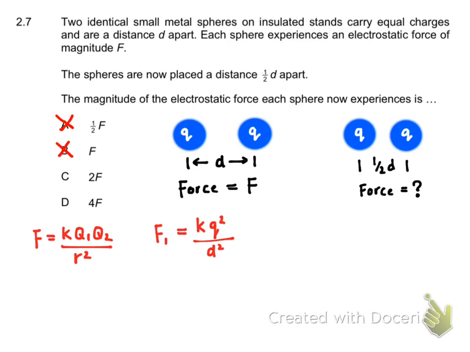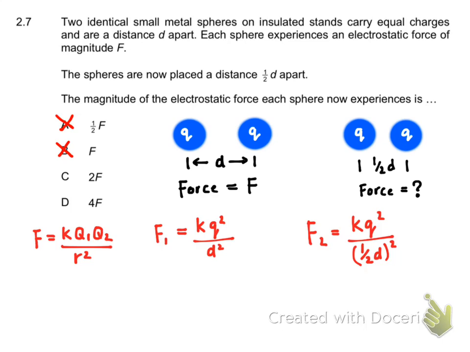The initial force is given by k q1 q2 over r squared. Now k is a constant, so we leave it in there. q1 and q2, I've just indicated them as small q's, and so when you multiply those two together, you get q squared, and the distance between them, r, is given by d. So our initial force can be given by k q squared over d squared.